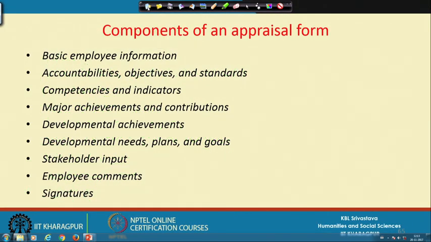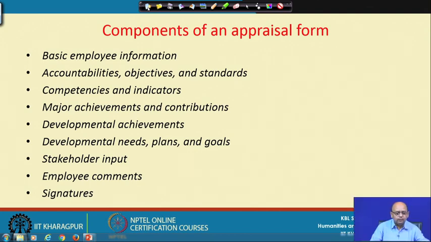So, when you are going to evaluate the performance of the candidate, you are going to say what are the accountability, objectives and standards, and what are his achievements in these areas. Say teaching: how many courses he has taught, how many papers he has published, how much revenue he has generated, okay. And then what was the plan last year, whether he is able to achieve those plans or not. Then what are the development needs and plans and the goals which he is likely to set for the next year. Then you also get stakeholders' input from the supervisor, and then ultimately the employee gives his comments and puts his signature. So, this is roughly an appraisal form.